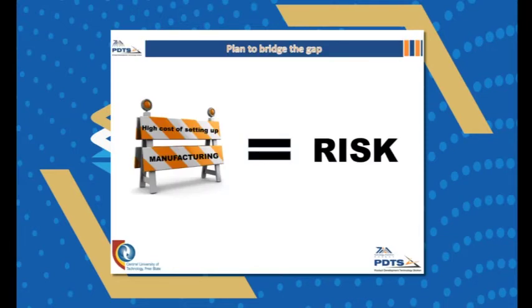Bridging the gap requires a lot of planning, and there are also a lot of risks involved. We at the PDTS have discovered that the highest risk is the cost of setting up the manufacturing of your product. There are a few ways in which you can reduce the risk, which we will discuss a bit later. In the next slides, we will discuss the different manufacturing processes which can be used when developing your product.